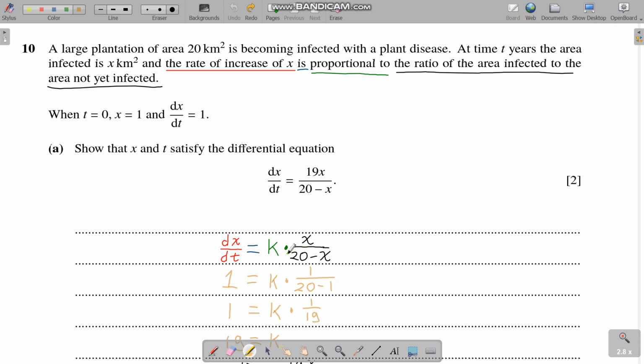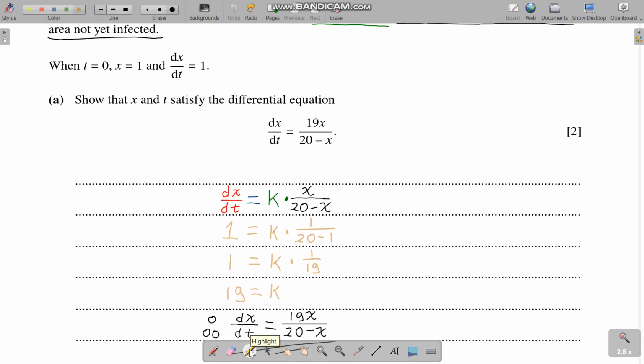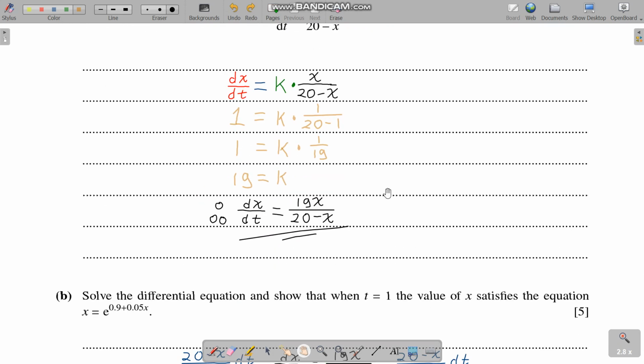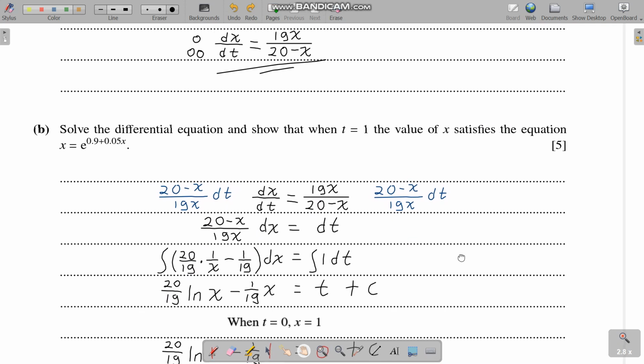Now we need to find the value of k by plugging in t equals 0, dx/dt equals 1. So we replace dx/dt with 1, and we replace the x with 1. From here we can find the value of k. So k is 19, and we get what we need to prove. The next step is to solve and find the x when t is 1.